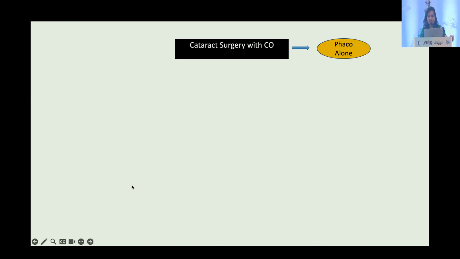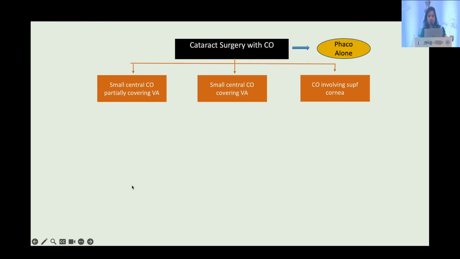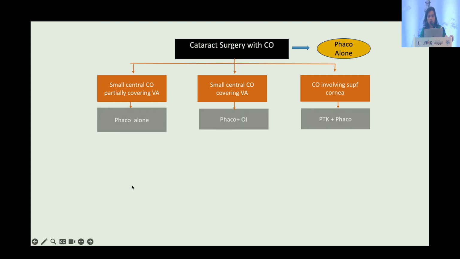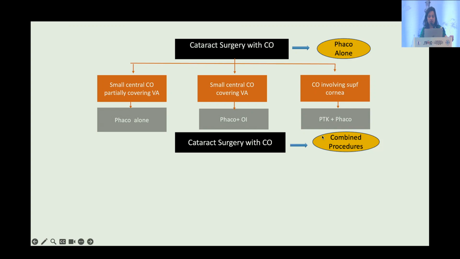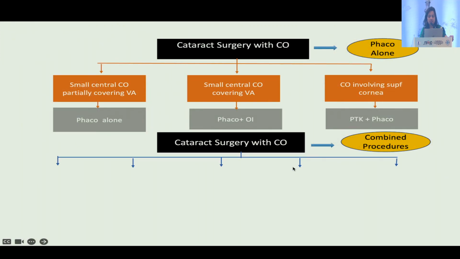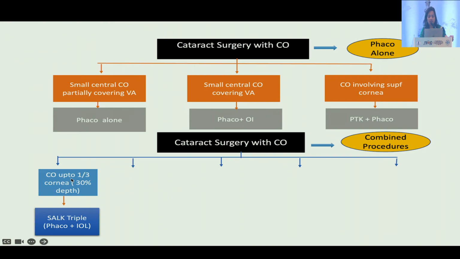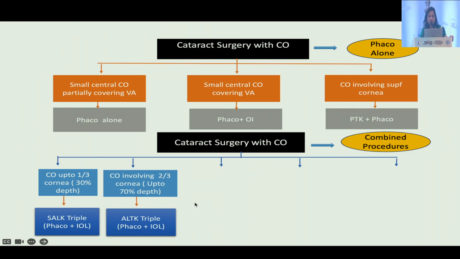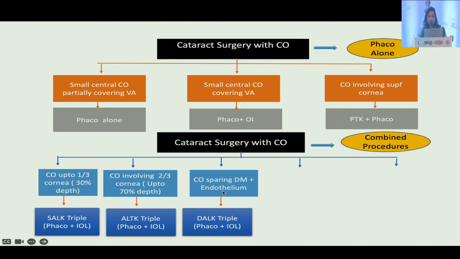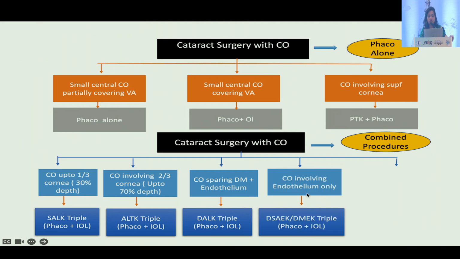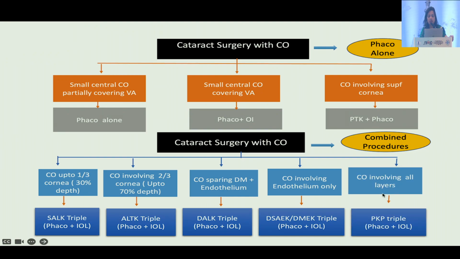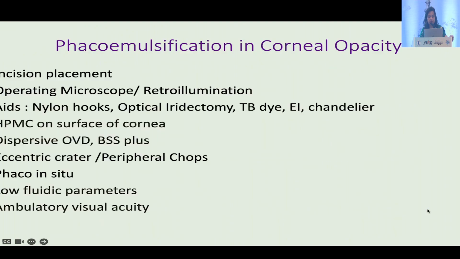The algorithm is this: cataract surgery with corneal opacity. If it is small and central, then phaco alone. Small central corneal opacity covering the visual axis, then optical iridectomy. If it is corneal opacity involving the superficial cornea, then PTK with phaco. Cataract surgery with corneal opacity, if it is central, depending upon where it is. If it is up to 1/3 of the corneal depth, then you can do a SALK triple. 2/3, you can do an ALTK triple. More, just now I showed you a DALK triple, and if it involves the endothelium, then DSEK or DMEK triple, and if it involves all the layers, then PKP triple can be done.